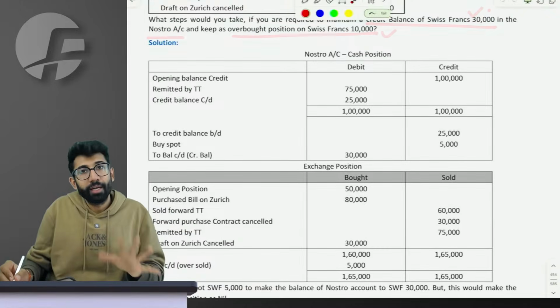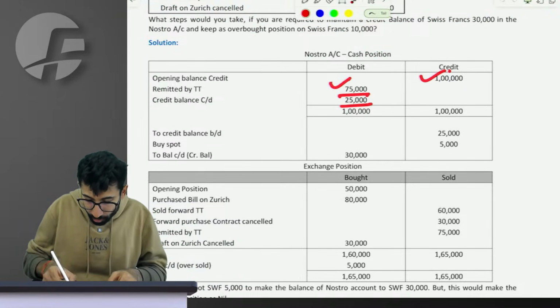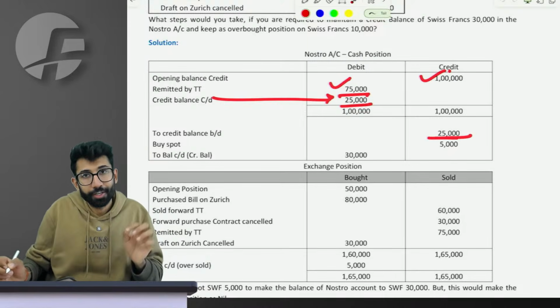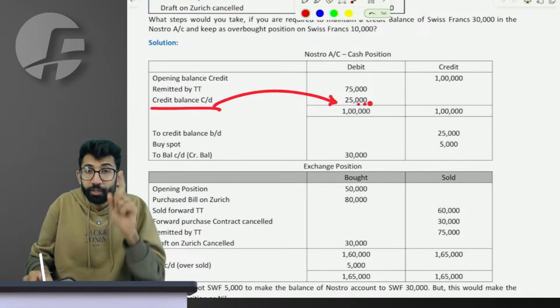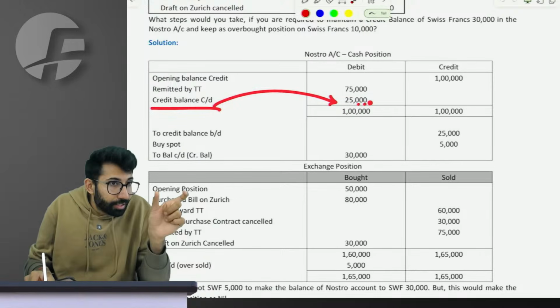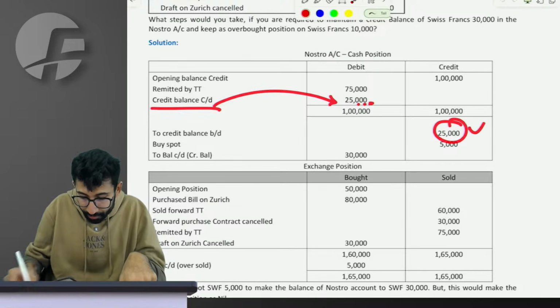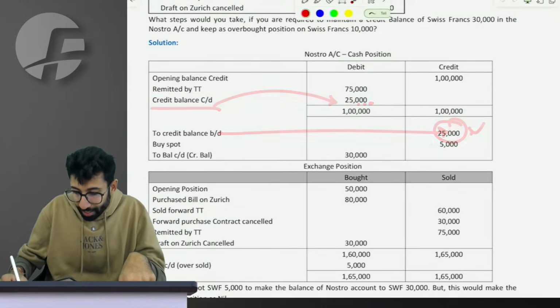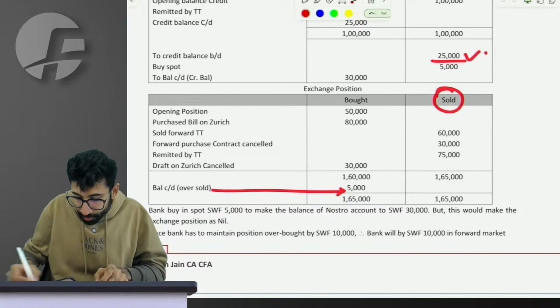So I first of all calculate the present closing balance. 1 lakh credit, 75 debit. So 25,000 of credit balance. Look at the presentation, we will say credit balance carried down. Do you remember the accounting ledger? Credit balance gets carried down in the debit side and then again gets brought down in the credit side. So I have 25,000 credit balance and here I have 5,000 oversold balance.